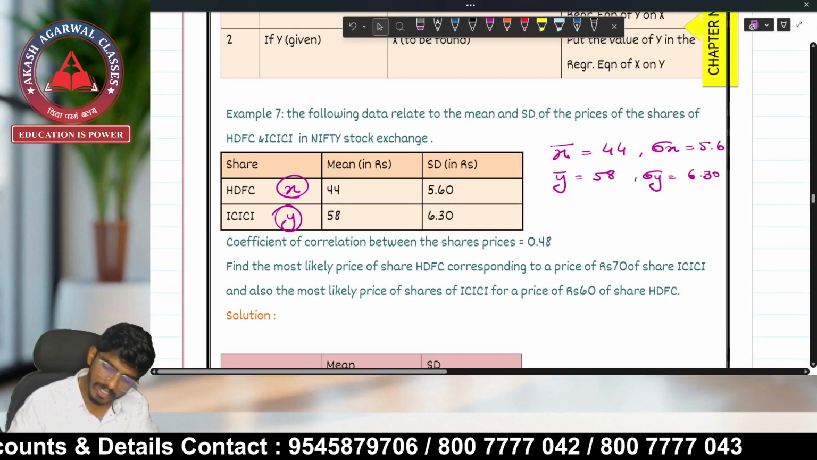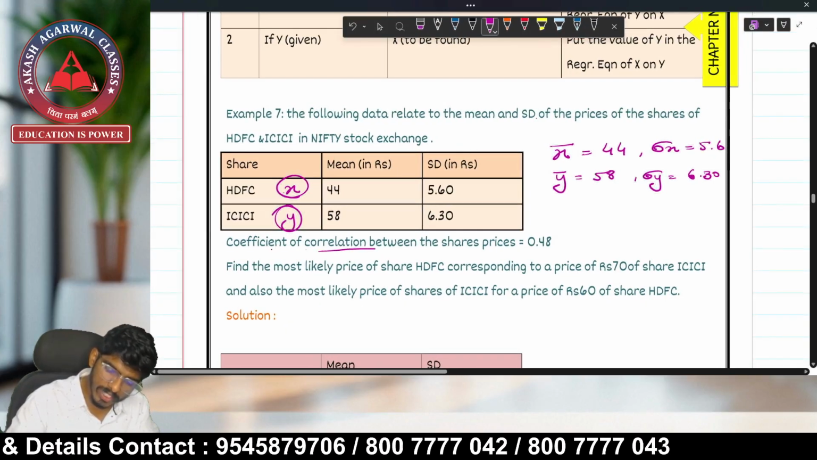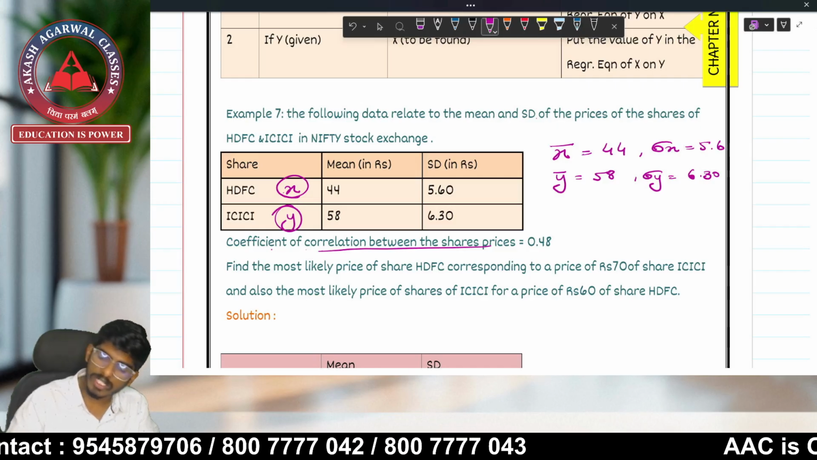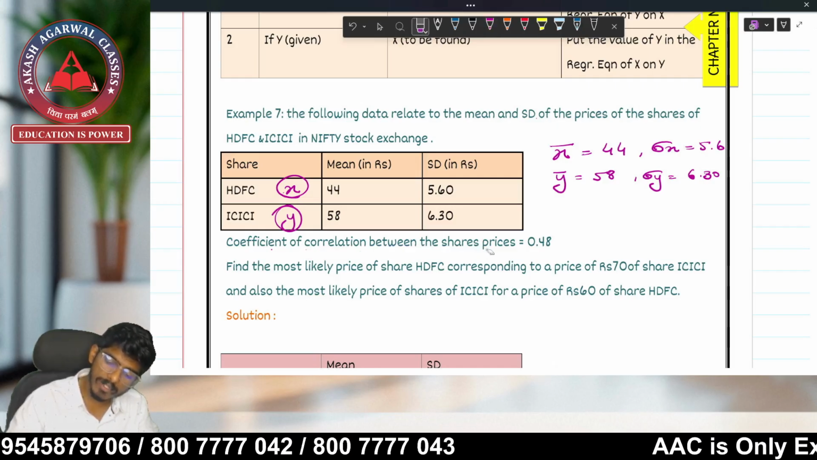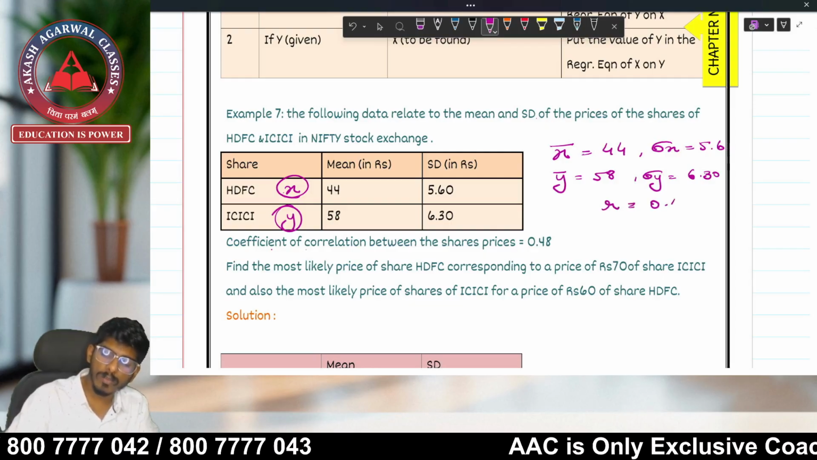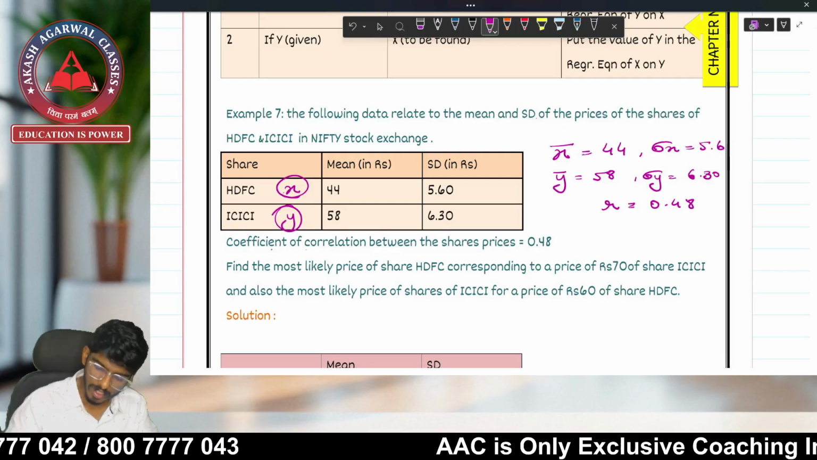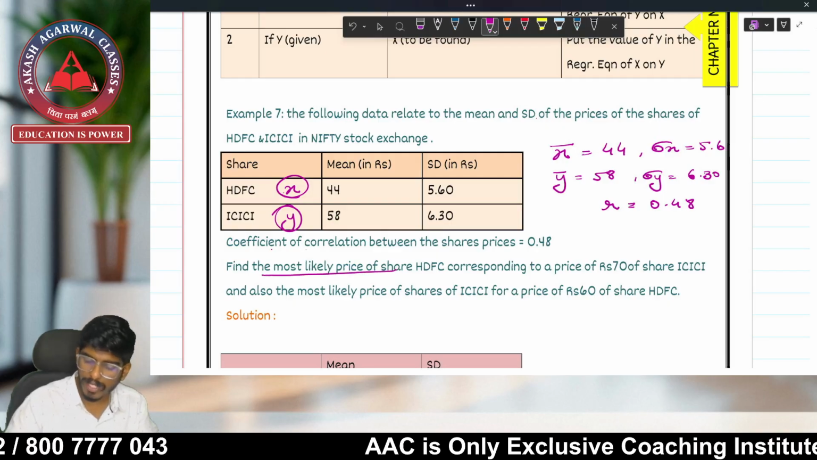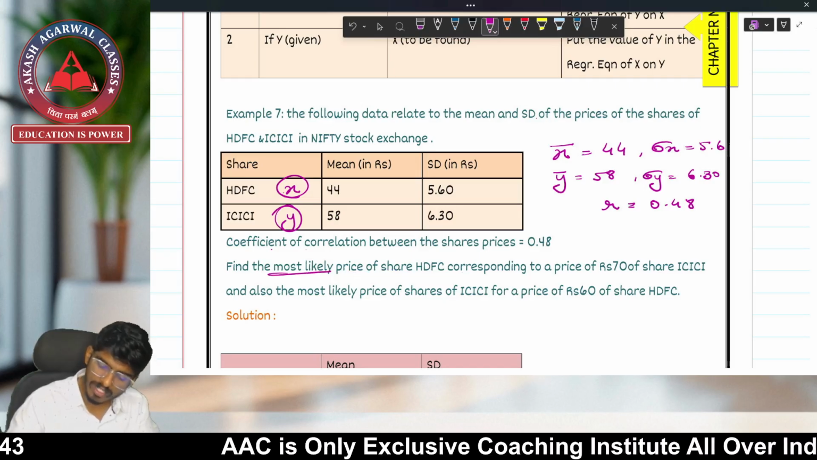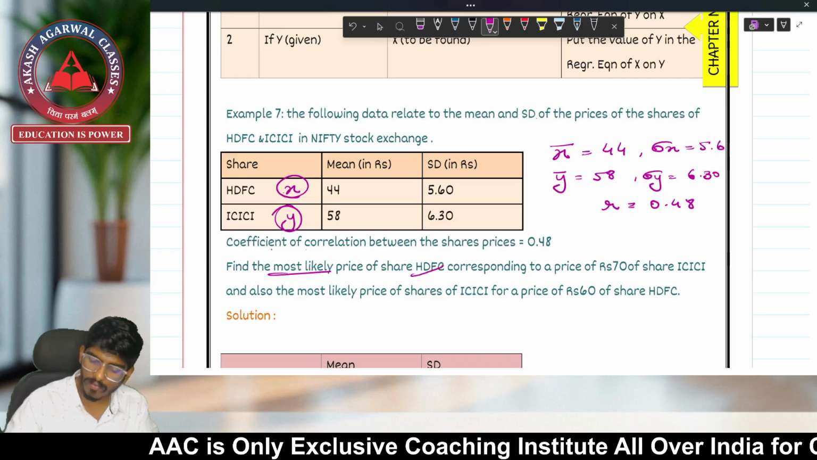Now they are asking about the coefficient of correlation between the share prices. What do you mean by coefficient of correlation? You mean it to be R. So they have given us R as well. They have given us R to be 0.48. Find the most likely price of share of HDFC.